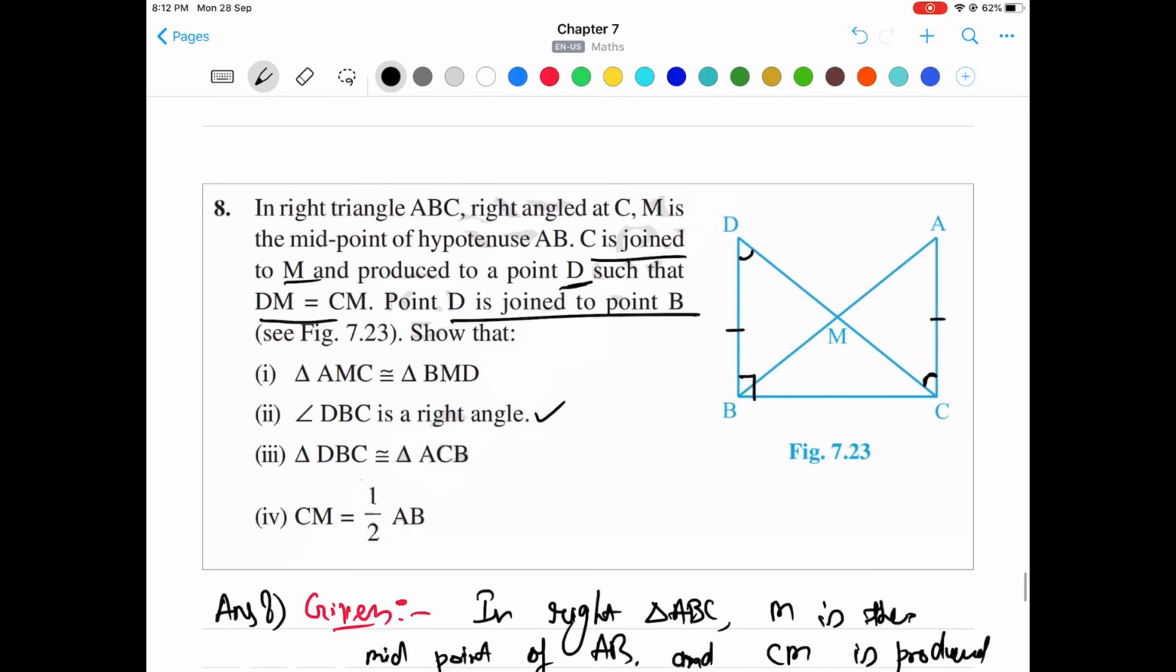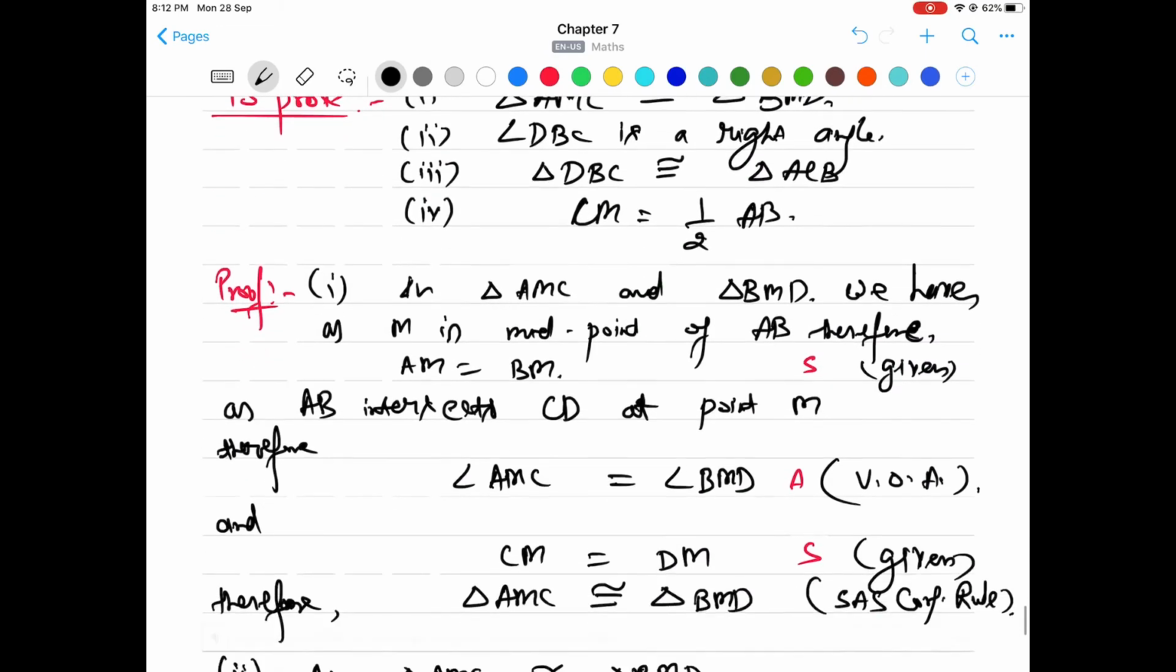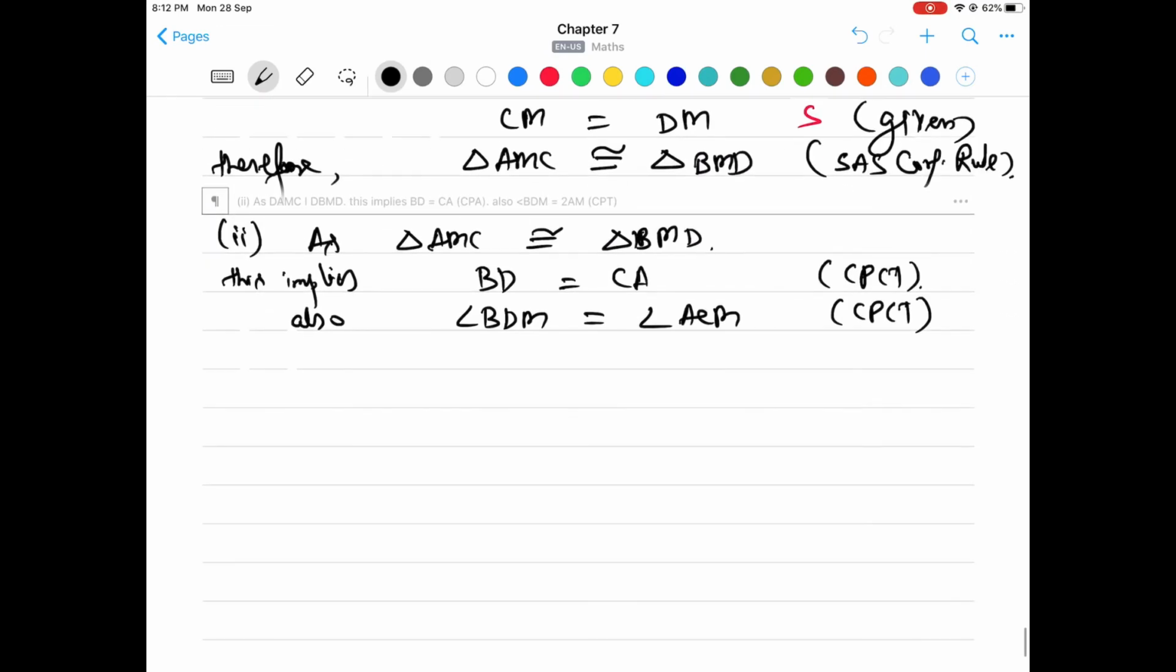CPCT. In chapter 6 we have studied that if two alternate interior angles are equal, that means the lines will be parallel. We have studied a theorem in chapter 6 which says if two alternate interior angles are equal, then the lines have to be parallel. So, therefore, the line BD has to be parallel to CA.